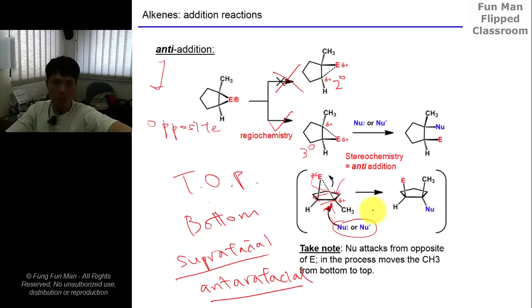And now you see that, right? The two groups that went into the original reactant are on opposite sides, and we call them anti. So anti-addition.